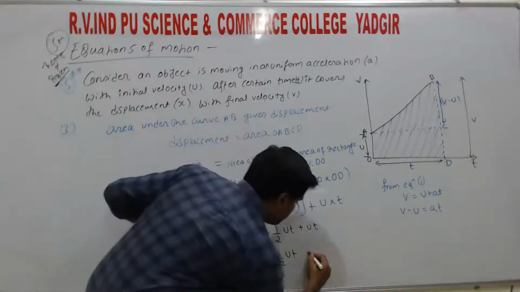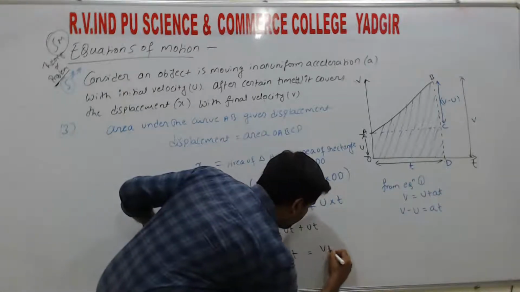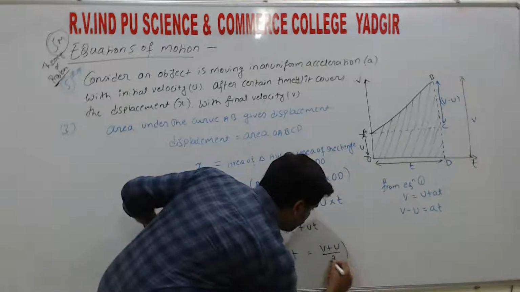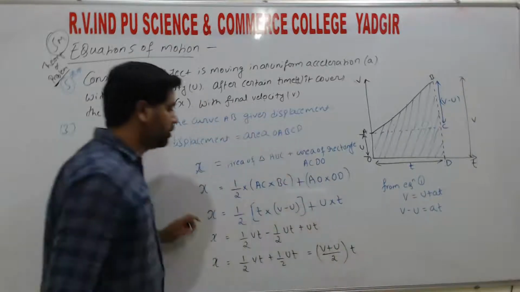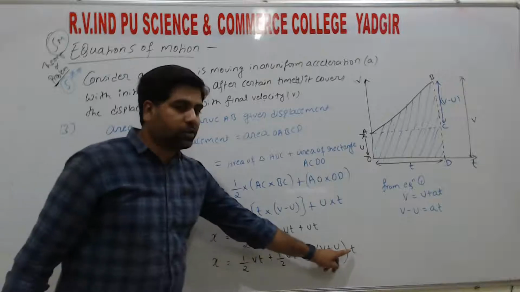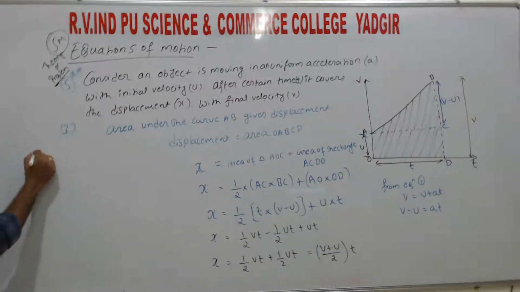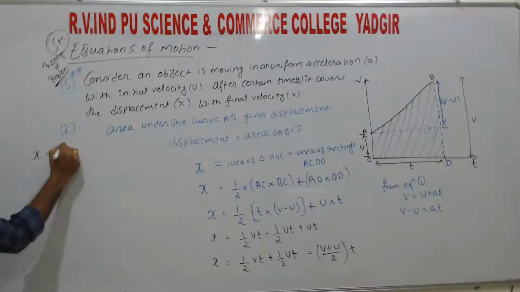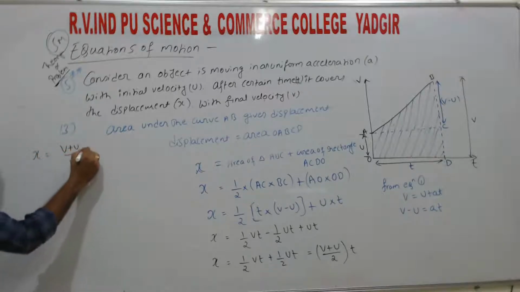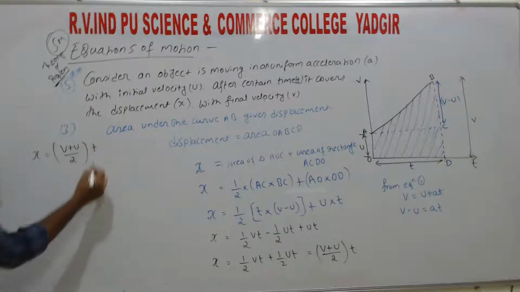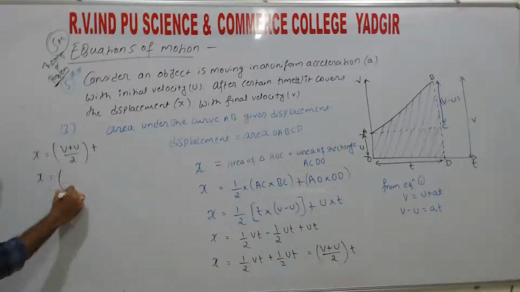So from this we can write (v + u)/2 into t. So x is equal to (v + u)/2 into t. Right? So I will continue here. x is equal to (v + u)/2 into t.